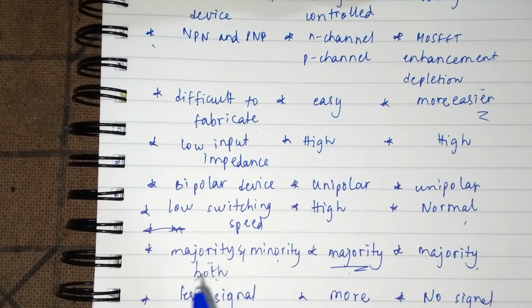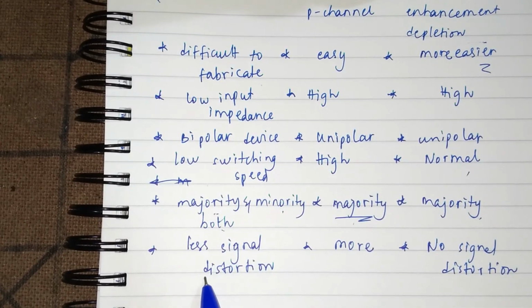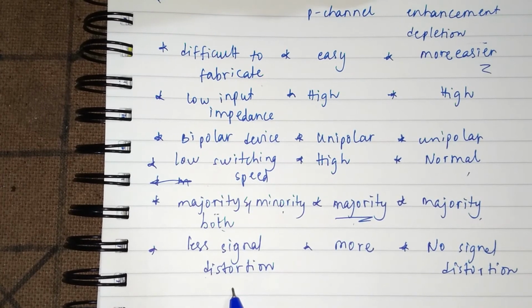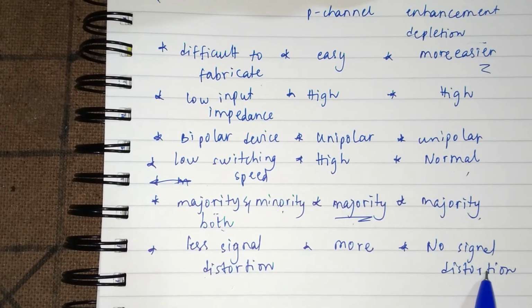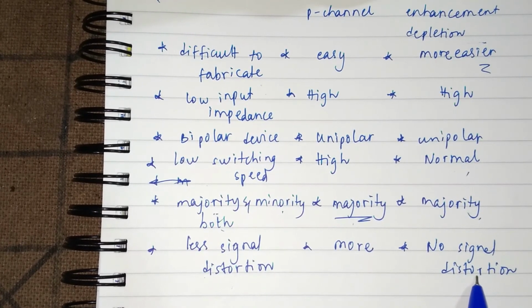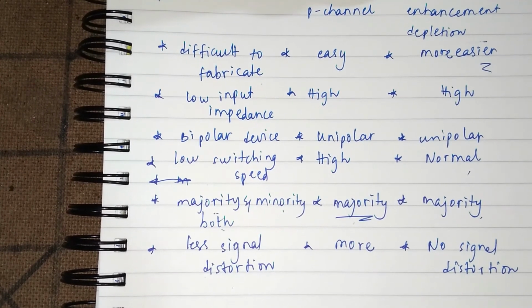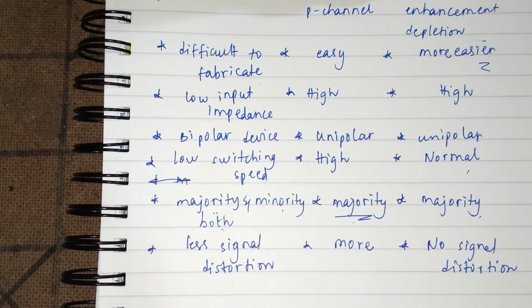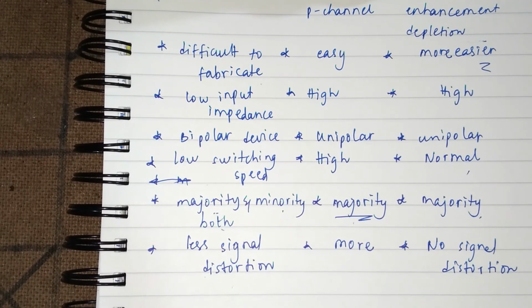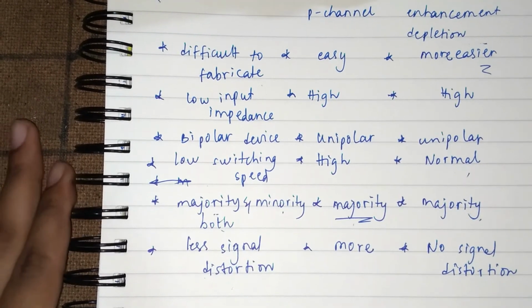And coming to the last point, we have BJT. It produces less signal distortion, and the JFET produces more signal distortion, and on the other hand the MOSFET produces no signal distortion, almost zero signal distortion in the case of MOSFET. So that's all about the differences between BJT, JFET and MOSFET. It is as tabulated here.